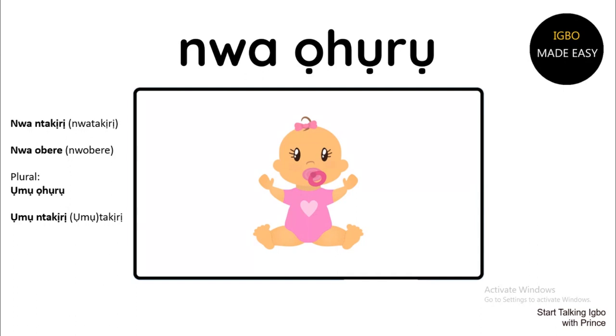And the plural for this is ụmụ ọhụrụ. Ụmụ ọhụrụ is a set of newborn babies. Then ụmụntakịrị, from native contraction, is for little kids, little children. So ụmụntakịrị for little children, little kids, and ụmụ ọhụrụ plural for little babies, newborn babies. Ọdịmma.